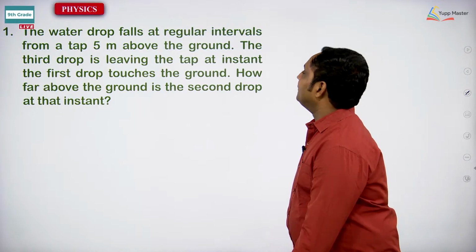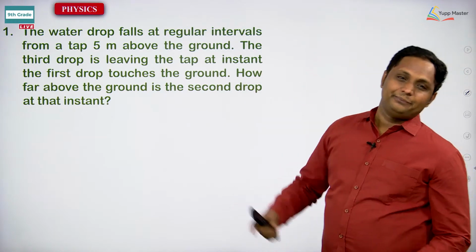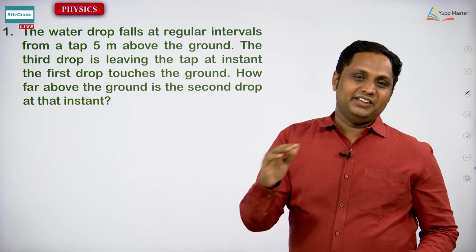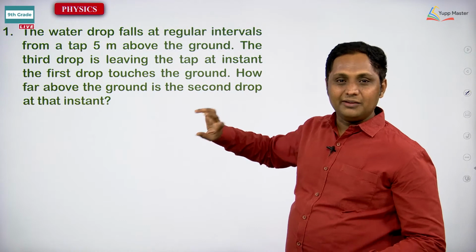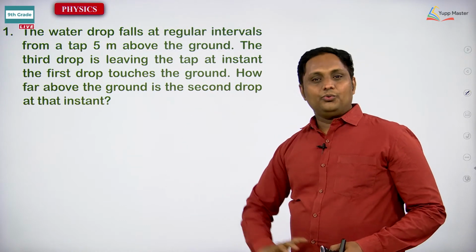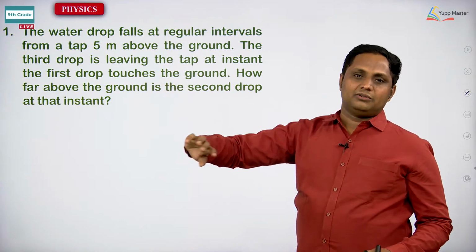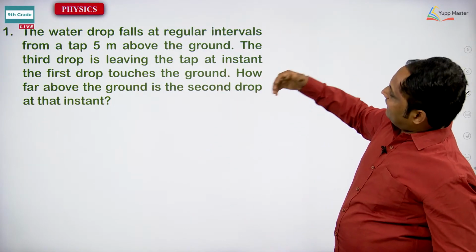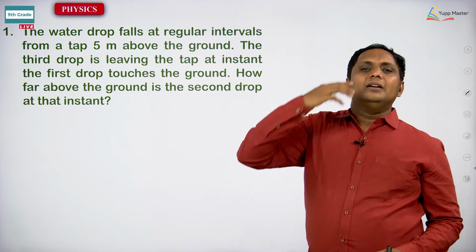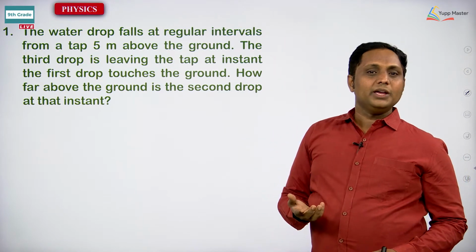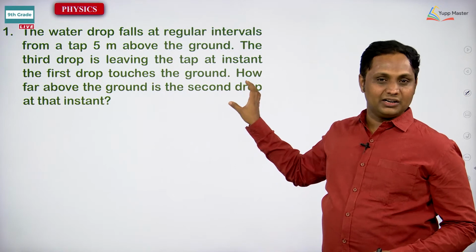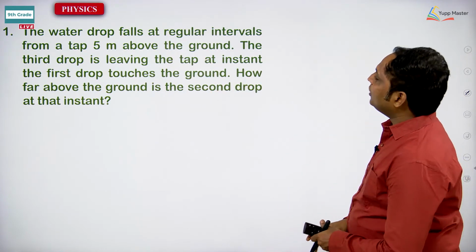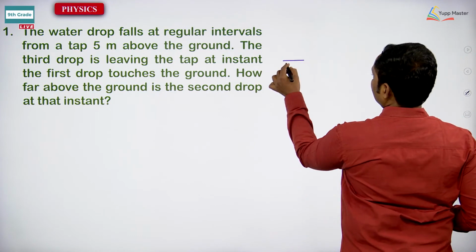The water drop falls at regular intervals from a tap. If you are going to take regular intervals, that is very, very important. T1, T2, T3, the time lag between these 2 or 3 or any other water drops is going to be regular. Regular means it is going to be released at equal time intervals, right. From a tap 5 meter above the ground. Yeah, they have given, right.